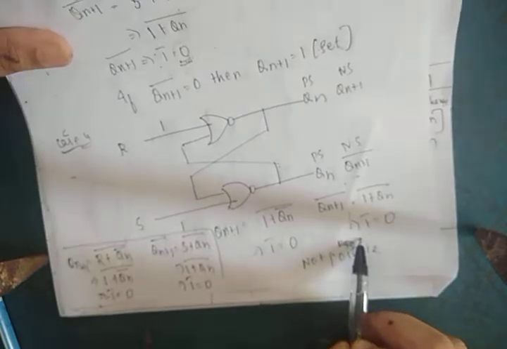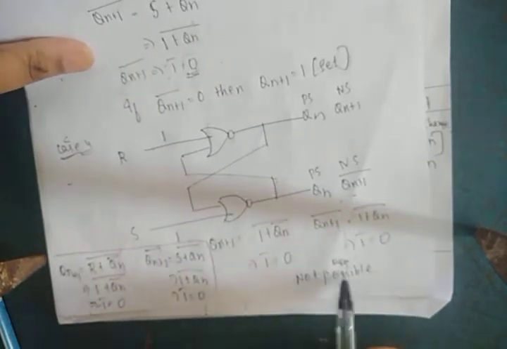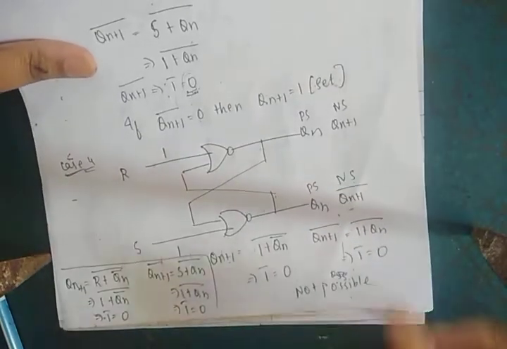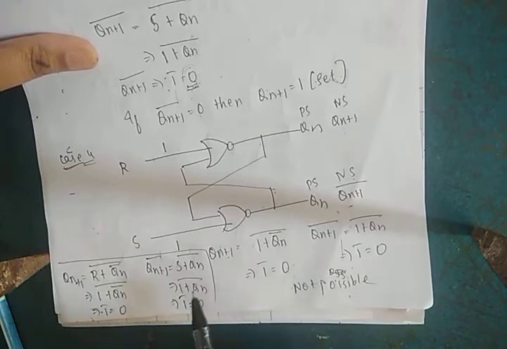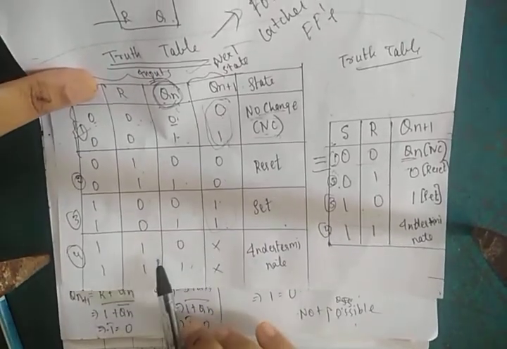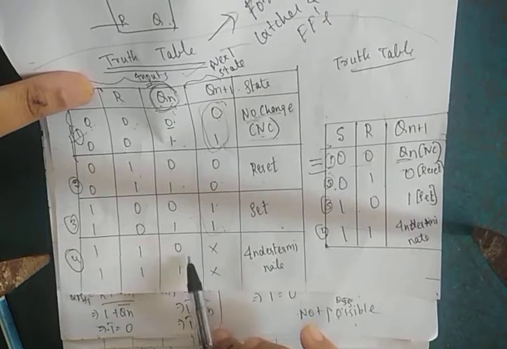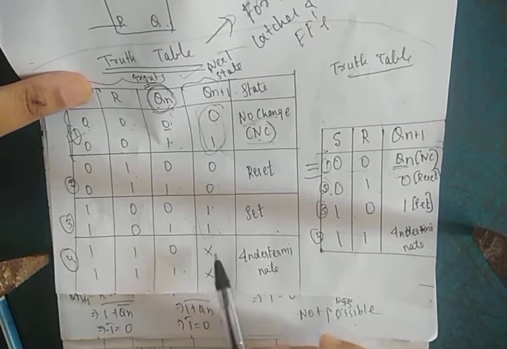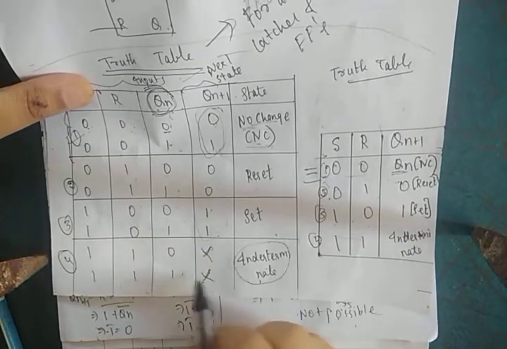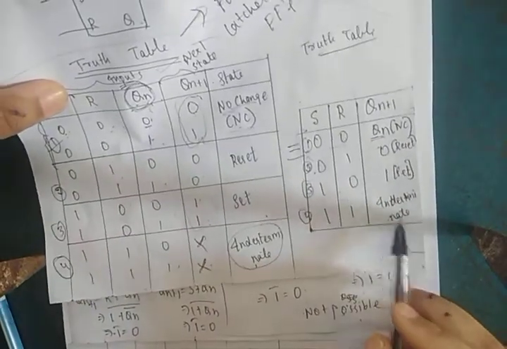In both the cases, I'll be getting what? 0, 0, which is not possible. So, in both the cases, I'll be getting 0 and 0, which is not possible here. Last step, if you see 1, 1, 1, 1, if the next state is 0 or 1, it doesn't matter. I'll be getting X and X. Indeterminate state. We can't determine this state. So, the last 1, 1 will be an indeterminate state.